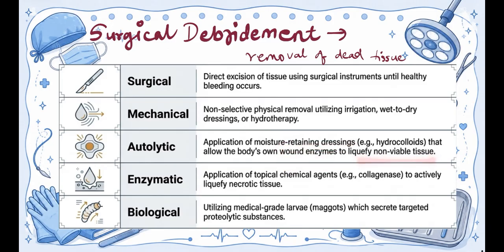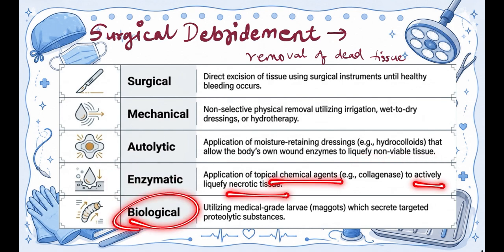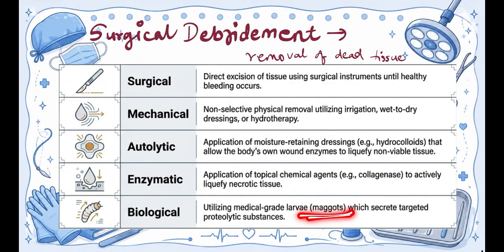They can apply enzymatic ointments to break it down. They can even use biological helpers. Medical-grade larvae or maggots are sometimes applied. They are incredibly effective because they safely consume only the dead tissue. They leave the healthy cells completely untouched.